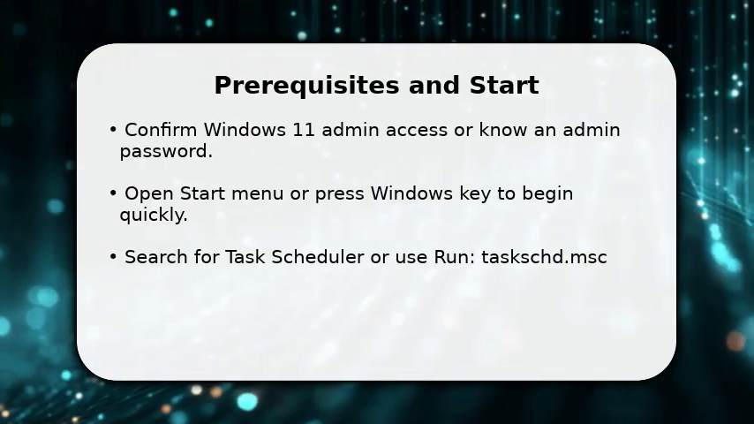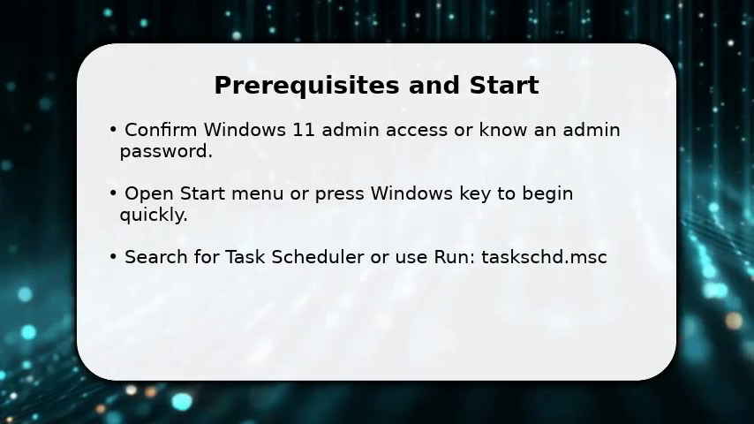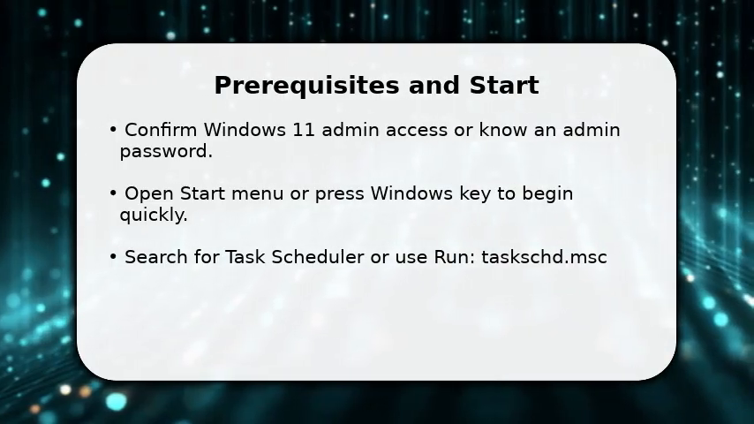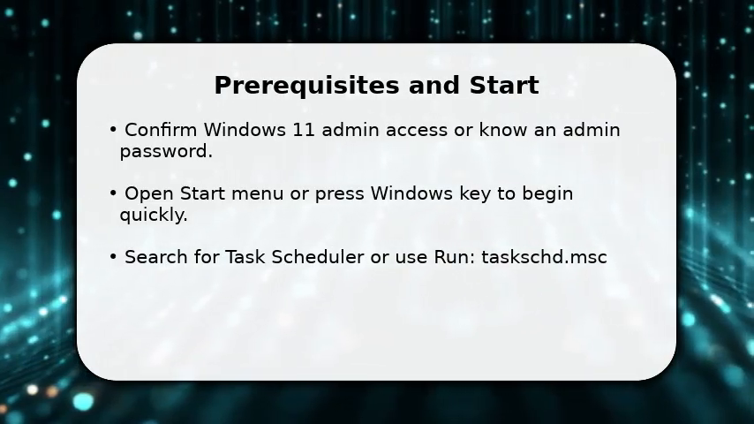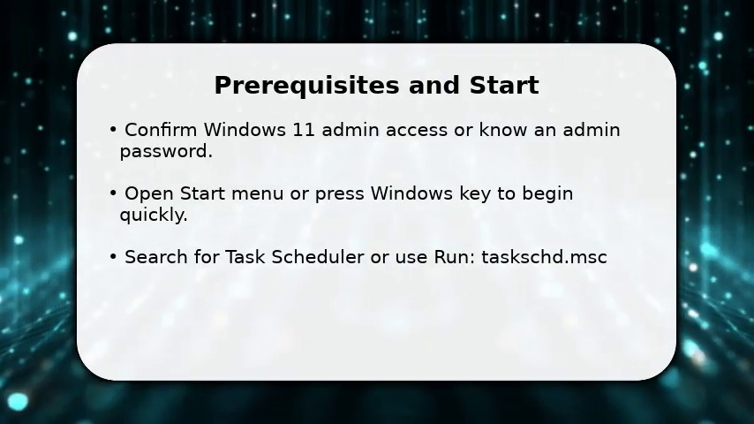Alternatively, press Windows plus R, enter taskschd.msc, and press Enter to launch immediately. Doing this bypasses menus and gets you into the Task Scheduler console, where you can view the library. Make sure the Task Scheduler service is running before continuing.